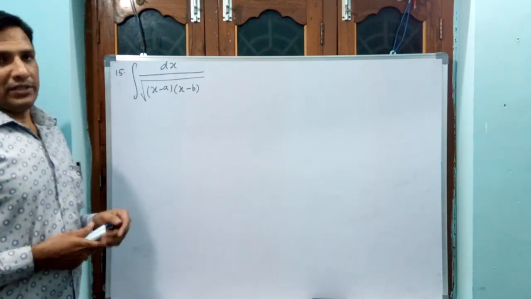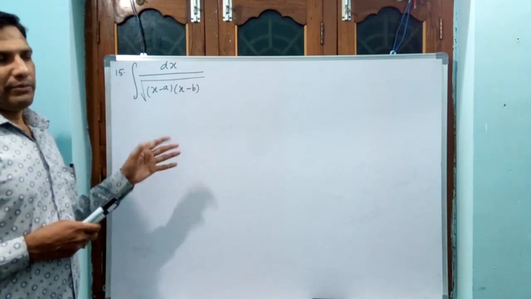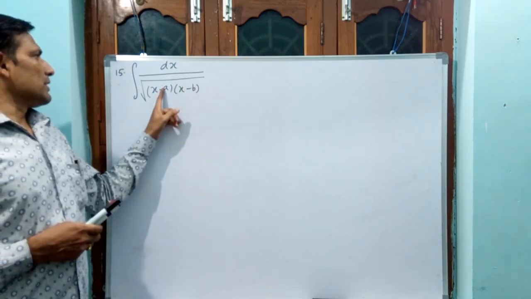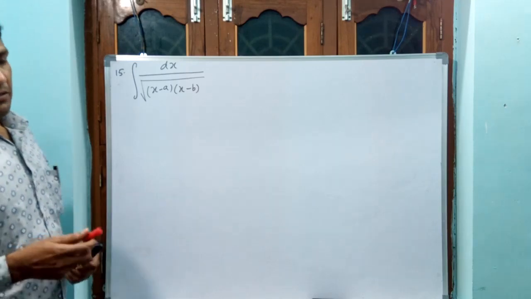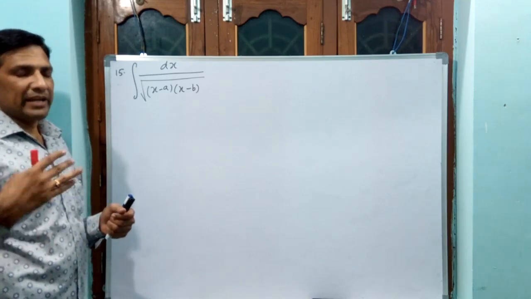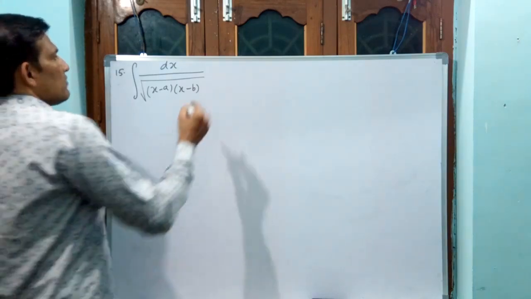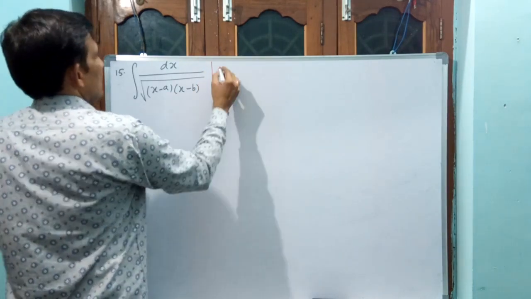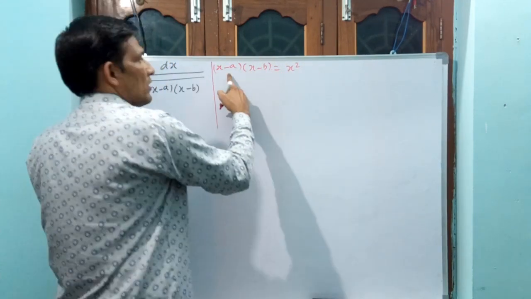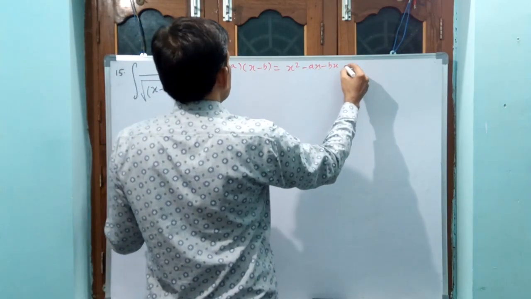Okay, see the 15th question. This is a little bit typical question. You have to do it carefully. Why? Because they have not given any numbers. x minus a, x minus b they have given. That means carefully you have to apply. Rather than small a plus b or small a minus b, you take capital A plus b or capital A minus b, or else you are going to make a mistake. Okay. See what I am doing now and observe carefully. Okay, you see x minus a into x minus b is equal to x square minus bx minus ax plus ab.